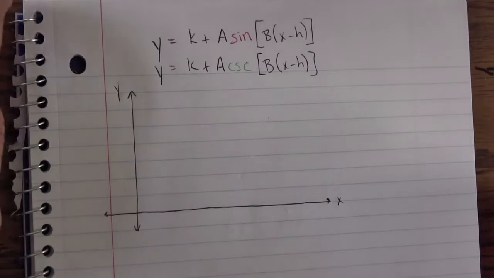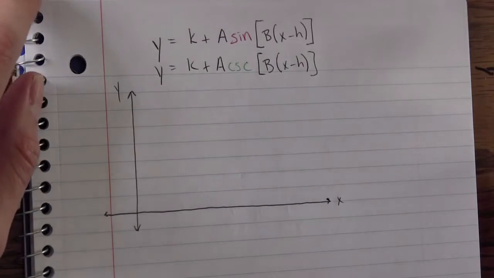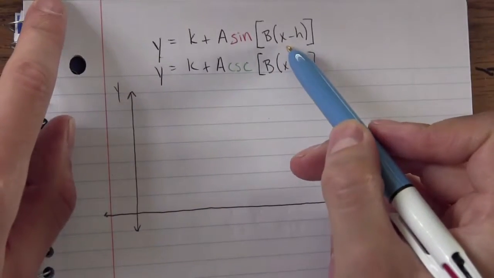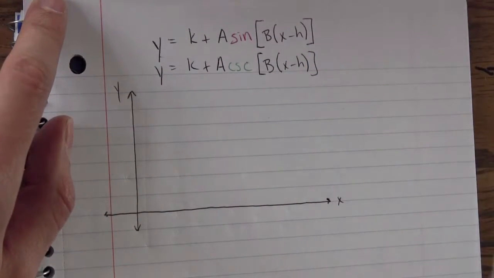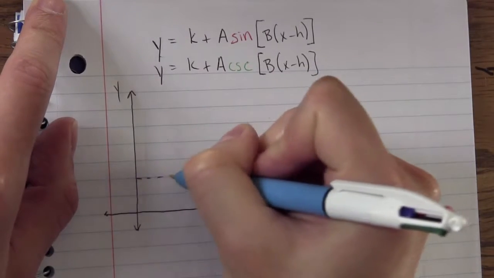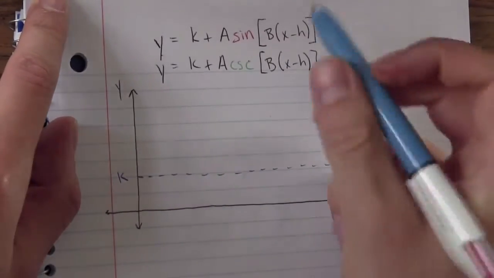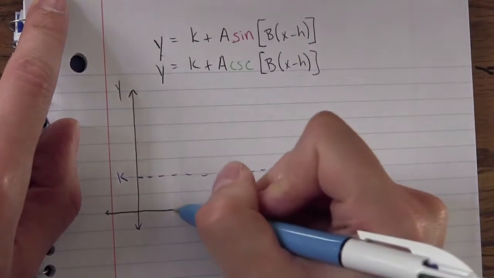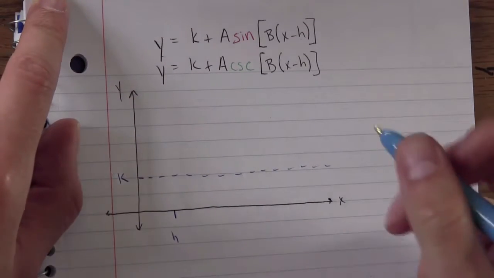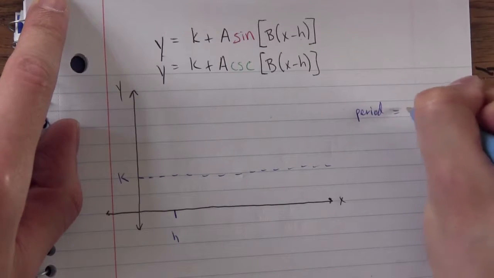Alright, we're going to start with secant and cosecant because I think they're actually the easiest, and I'll show you what I mean. So, let's graph the general form of sine. First thing you do is go up k units and put a horizontal line to indicate where k is. Next, go over h units and drop a point where h is. Next, I suggest you figure out the period.